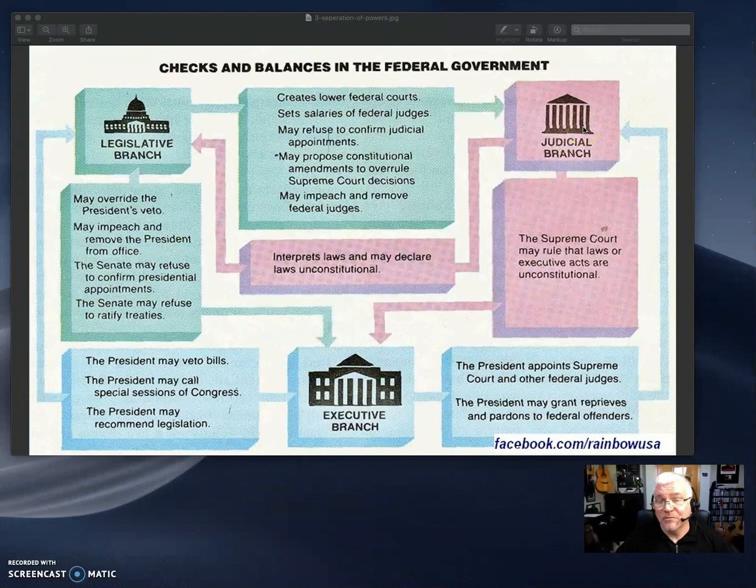The way the judicial branch checks the other two branches is really only one way. They may interpret laws and declare laws unconstitutional, which would check the power of the legislative branch, or they may rule that laws or executive acts are unconstitutional, something the president does. An order he sends out may be challenged in court, and they say it's unconstitutional.